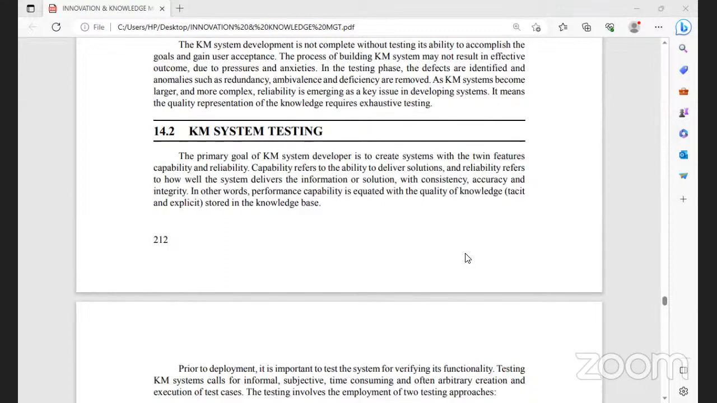In manual testing, writing the test cases and developing the test cases and making them into manual testing or automated testing. Similarly here also, related to knowledge management, the testing phenomena will be continued.